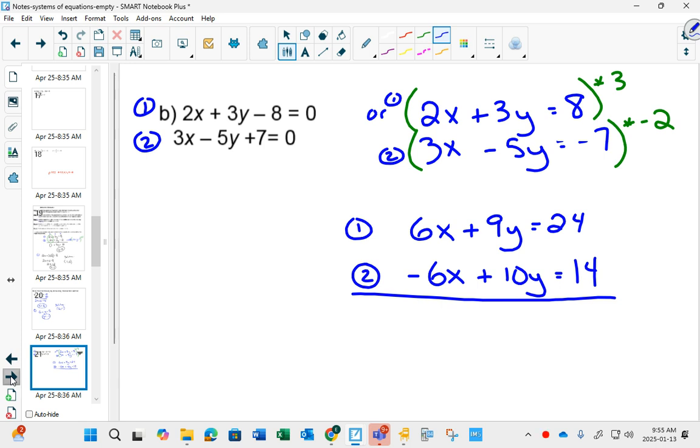Sorry, the elimination technique also is just way more fun to say.